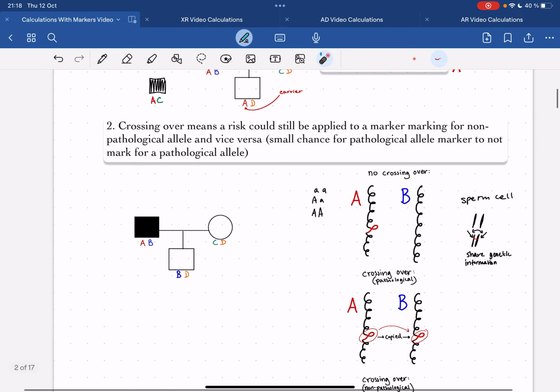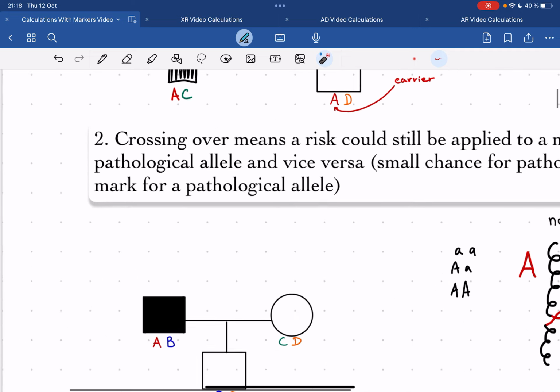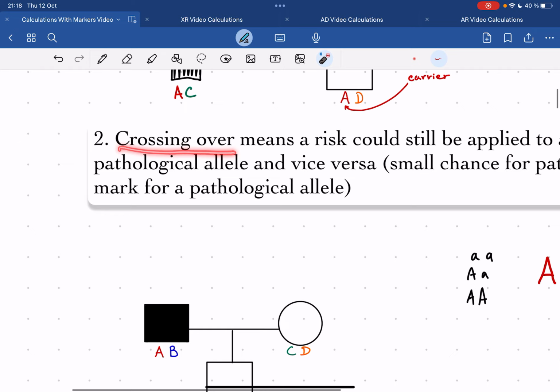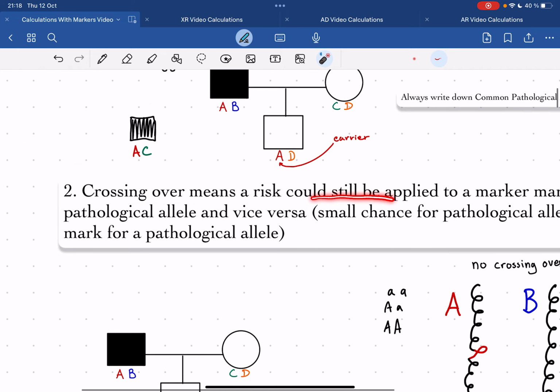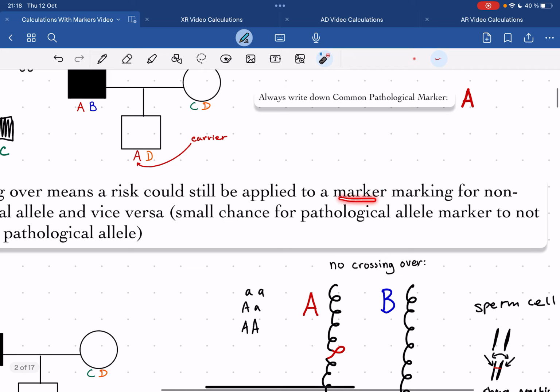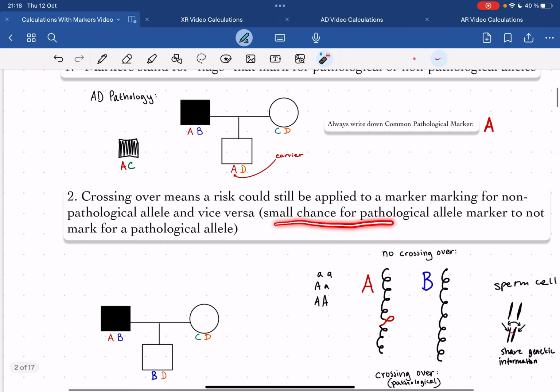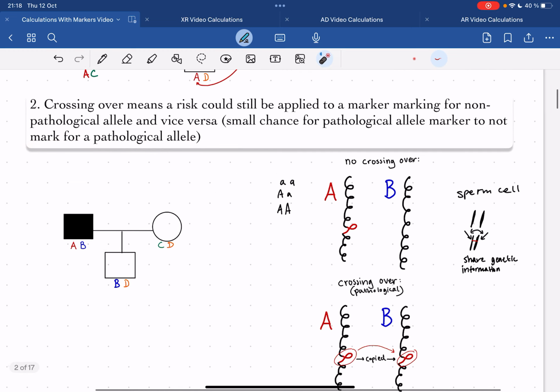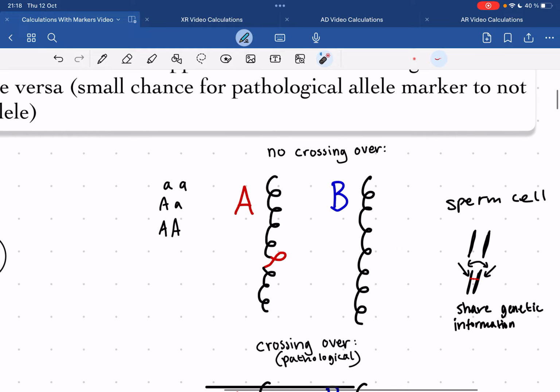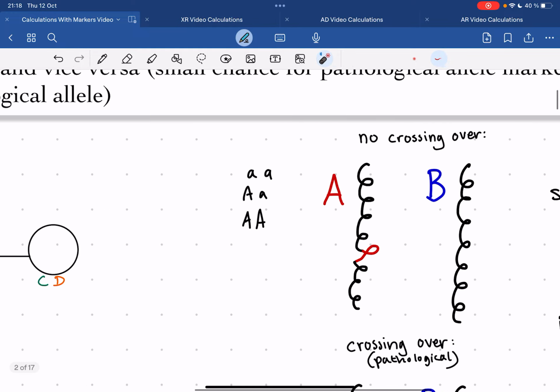Number 2 is a very complicated topic, but we'll try to go through this anyway. Crossing over means that a risk could still be applied to a marker marking for a non-pathological allele and vice versa. There's always a small chance for a pathological allele marker to not mark for a pathological allele and vice versa. What does this mean? Well, first of all, let's explain crossing over. Now, what is crossing over?